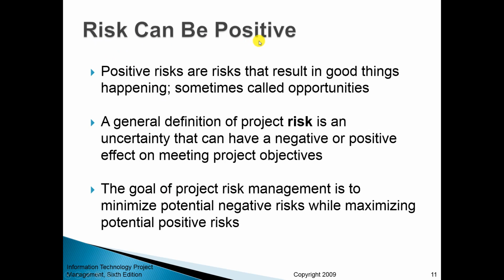Risk can also be positive. Positive risks are risks that result in good things happening, sometimes called opportunities. So an opportunity is a form of positive risk, meaning something unpredictable happens in the future, and this unpredictable thing does not create problems. In fact, it gives you more opportunities.